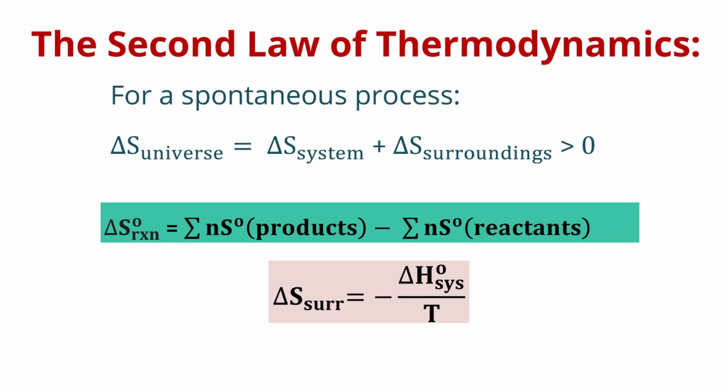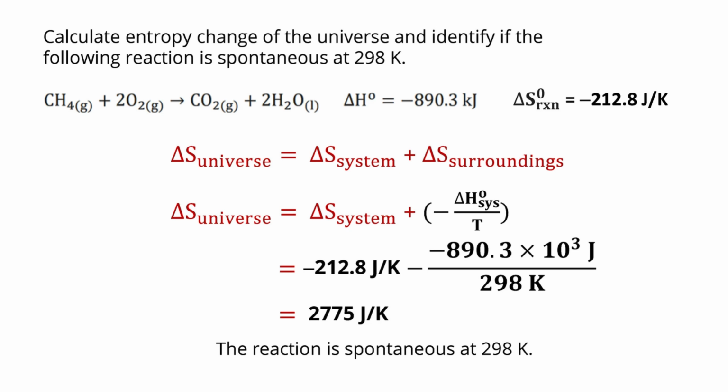Exactly. The formula captures this. Delta S surroundings equals minus delta H system divided by T, the absolute temperature in Kelvin. Got it. So delta S surroundings equals minus delta H system over T. That's the one. So now we can calculate delta S universe. We find delta S system, calculate delta S surroundings using delta H system and T, and add them together. If the total is positive, the process is spontaneous at that temperature.